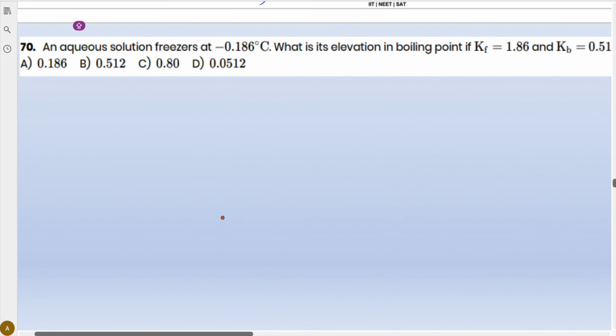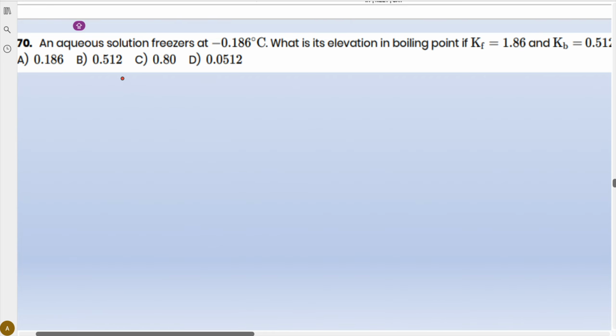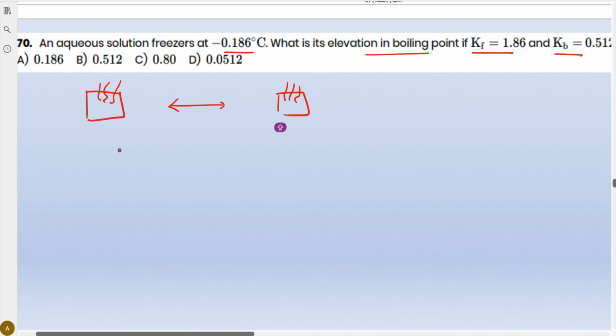Last, see next, the 70th question. An aqueous solution freezes at this much. What is the elevation in the boiling point if Kf and Kb are given to you? Here the depression in freezing point is given, and Kf is given. So with the same solution, one time you freeze and another time you boil. After addition of a non-volatile solute, there is an elevation in boiling point and a depression in freezing point. So here delta Tf you know, and here delta Tb you need.